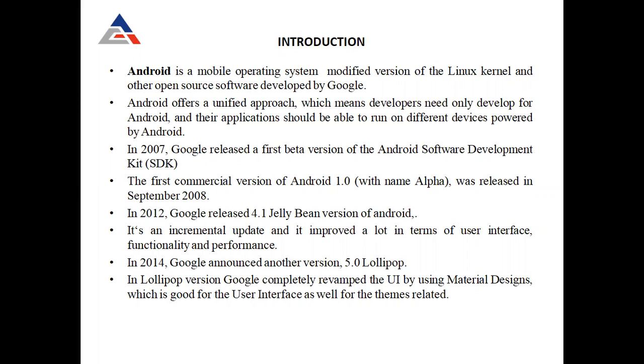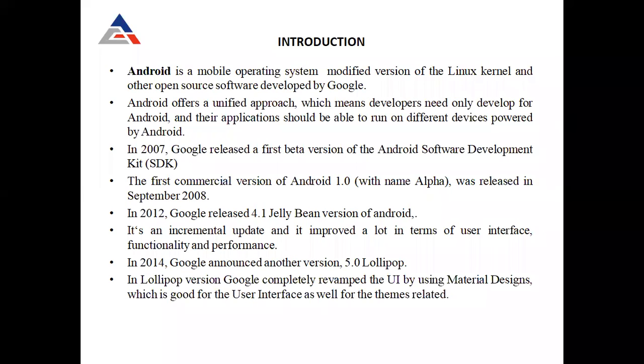In 2007, Google released a beta version of Android software development kit. The first commercial version, Android 1.0, named Alpha, was released in September 2008. In 2012, Google released 4.1 Jelly Bean version of Android, and it is an incremental update that improved a lot in terms of user interface, functionality, and performance. And in 2014, Google announced another version, that is Android 5.0 Lollipop.